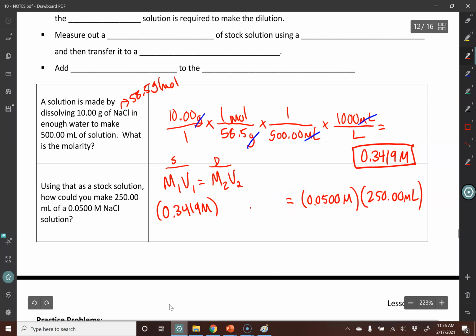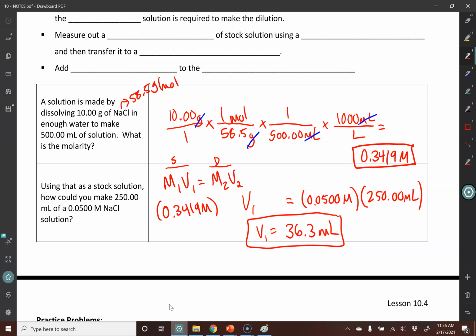So I'm going to erase that, and I'm just going to replace it with V1. I'm trying to solve for the volume of stock solution needed to prepare my diluted solution. So now I've got something to solve for. I can plug in, solve for V1, and I should come up with, I've got 3 sig figs to work with here, 0.0500. Remember, that's just 3 sig figs. I get about 36.6 milliliters. So I'm going to take 36.6 milliliters of my stock solution, and I'm going to use that to prepare the dilution.